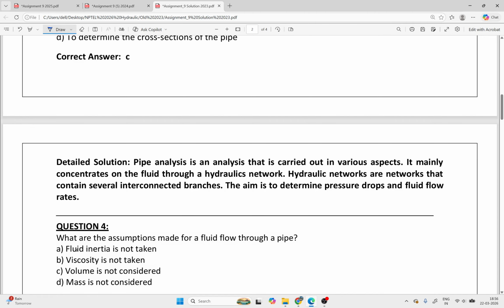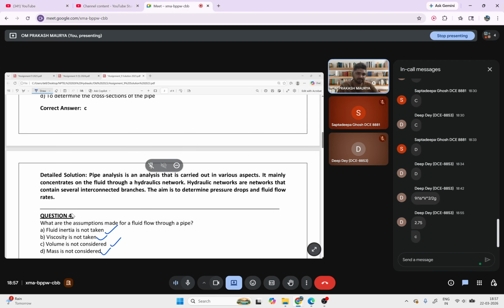Okay, so what are the assumptions made for the fluid through a pipe? Fluid inertia is not taken, viscosity is not taken, volume is not considered, mass is not considered. So what are the assumptions made for the fluid flow through a pipe? This is the new question, so please just think on that. What will be the correct one? For the previous question, Deep is telling C. Nice. For this question, what will be the correct one?